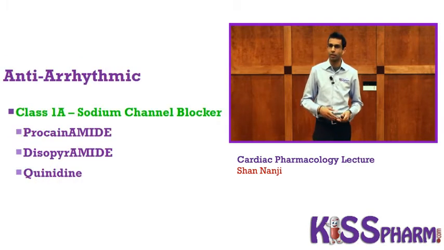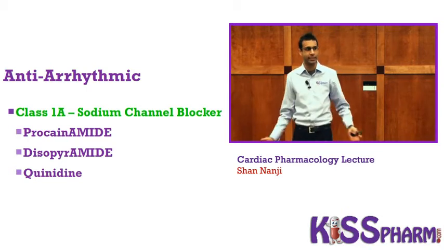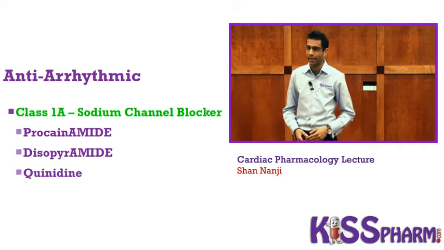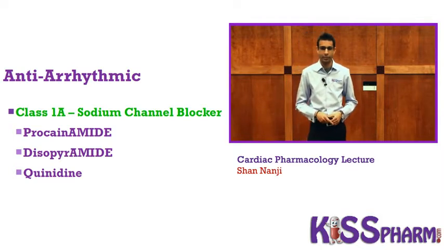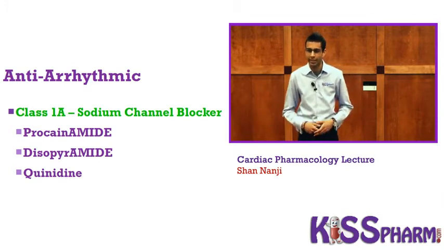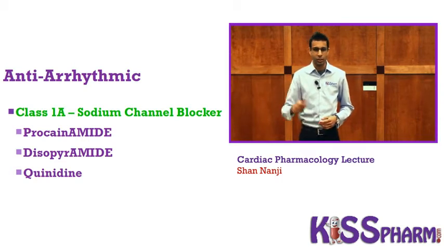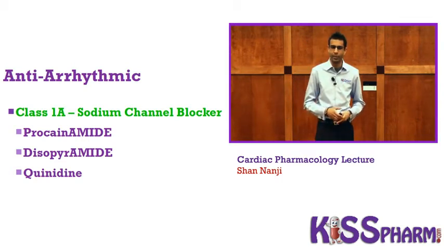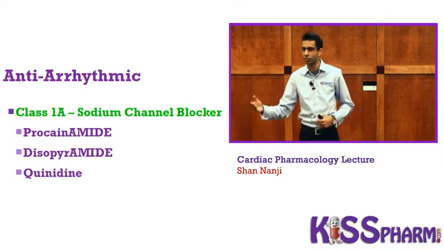So class 1A, our mnemonic was ABBA performed Dancing Queen. Say it. And the P stands for procainamide. The D stands for disopyramide. The Q stands for quinidine. Well, these class 1A antiarrhythmics, the way they work is they increase the duration of the action potential and the effective refractory period, which we'll just call ERP. So they increase the AP and the ERP. What do they increase? AP and ERP.